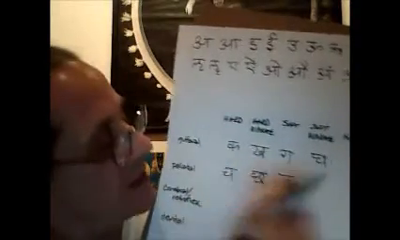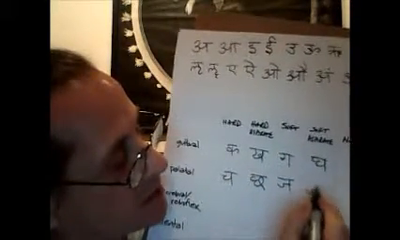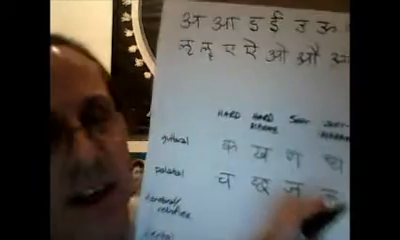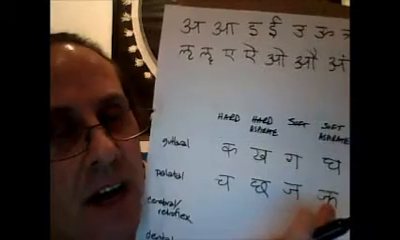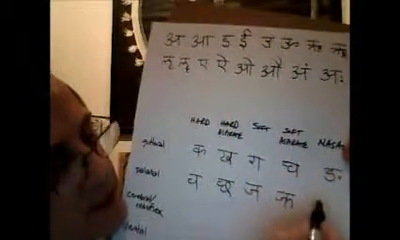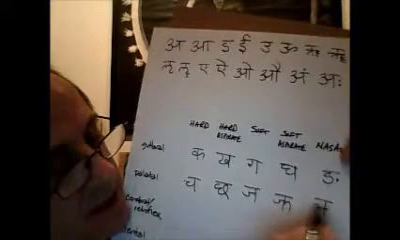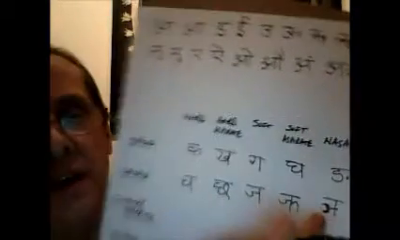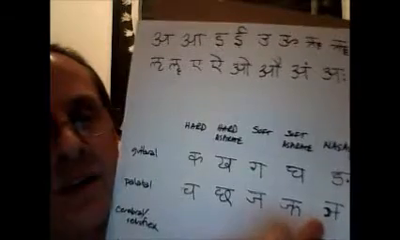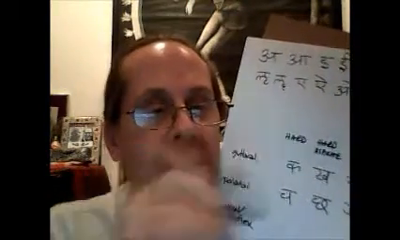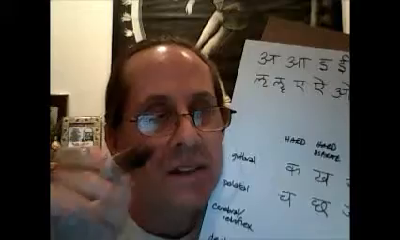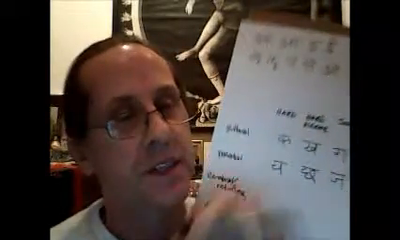And then the aspirated form of the palatal can be written in two different ways, but for the moment we'll just write it like this. It's like ja with an H, jha. And then the nasal form is nya, like N-Y-A, nya. And you can feel the tongue interacting with the palate when you say nya. Like in Spanish, the N with the tilde over it is nya.